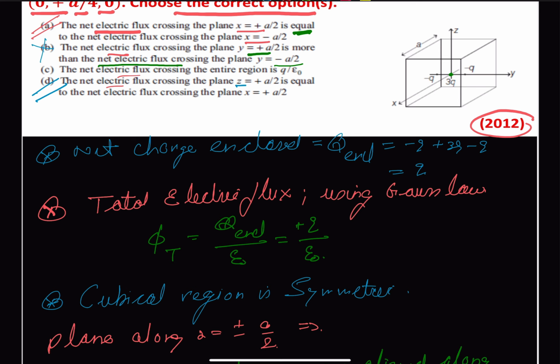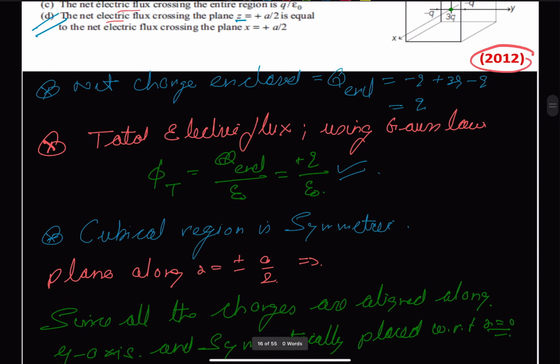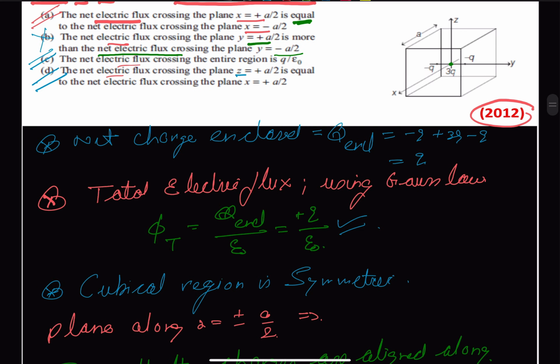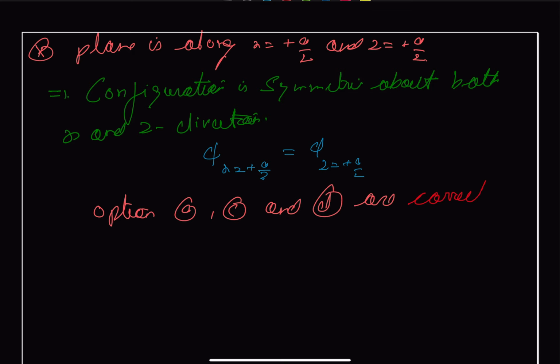And C is obviously correct because we just proved it by using Gauss law. So C is also correct. So options A, C and D are correct. Next question.